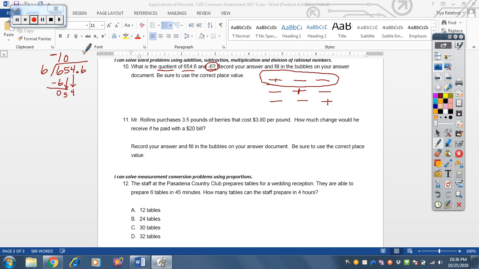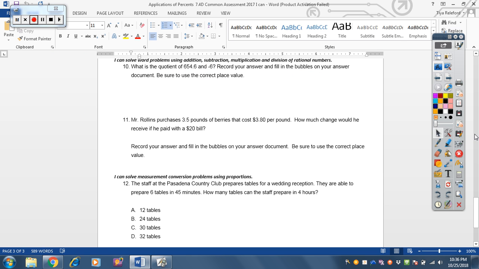How many times does 6 go into 54? 9. Now this decimal goes straight up. And now the 6 can come down. How many times does 6 go into 6? 1 time. That's how I know I'm done. This negative sign and this decimal got a lot of us. The other thing that tricked us was the 0. And they know that tricks us. That's why it's on the test. They know exactly what mistakes we're going to make. Because we all make them.